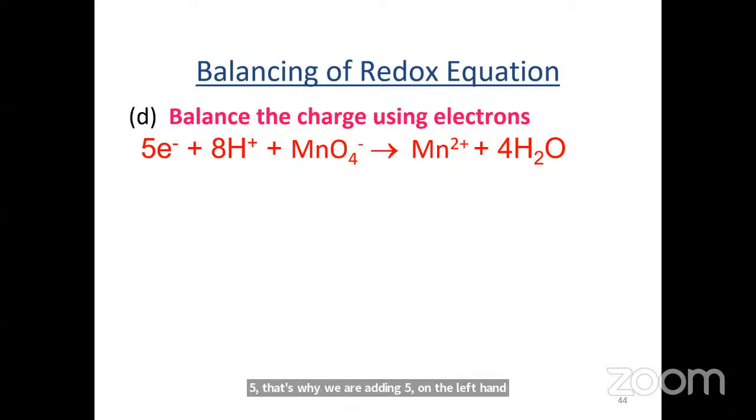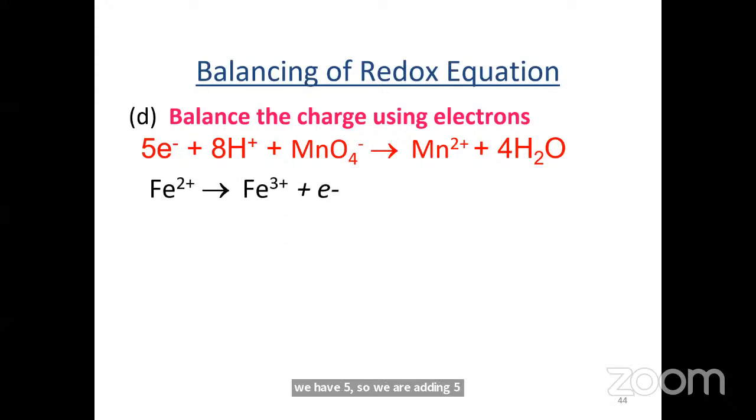So when you calculate the number of charges, you have 8 plus and -1. That is +7 on the left-hand side. And then on the right-hand side, you have just +2. The difference between them, +7 and +2, is 5. So for each charge, you add 1 electron. So we have 5 charges, so we are adding 5 electrons.